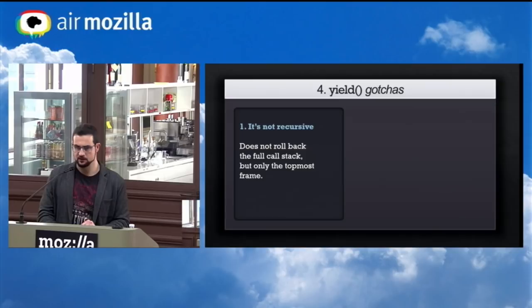The first one: yield is not recursive. It only rolls back the last method, or more simply, it returns from the very same method it's called in. So if you are encapsulating some functionality involving yield in a method you use in different places, you can get surprised by the fact that you will only be interrupting this encapsulated functionality instead of the overall flow.